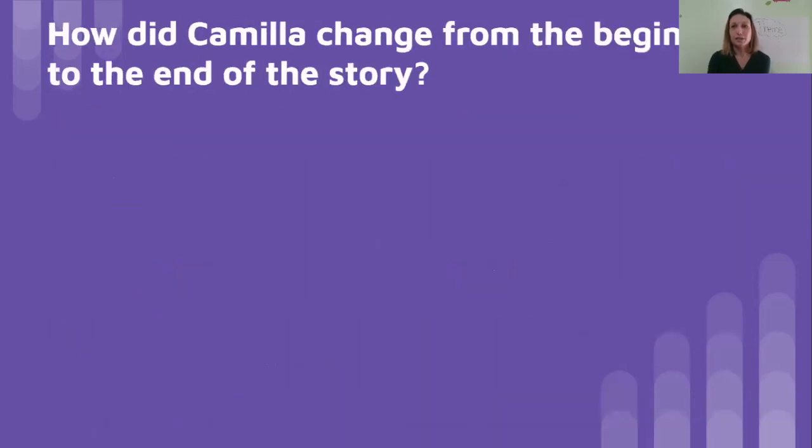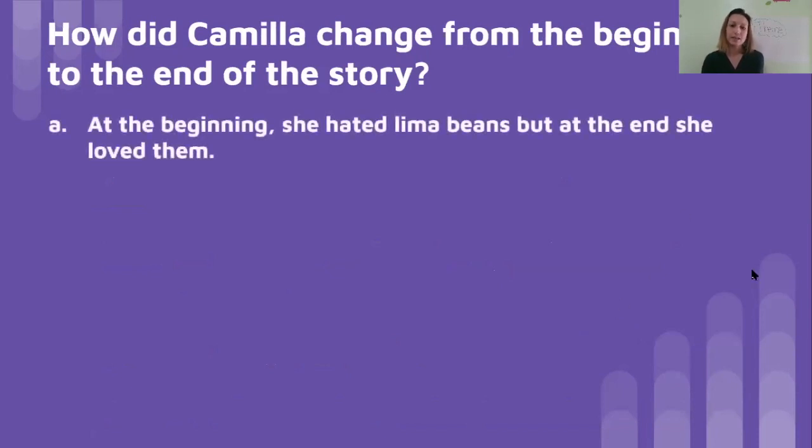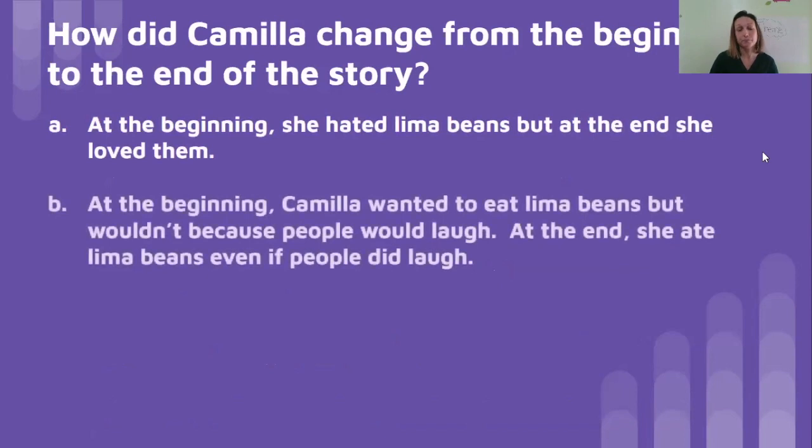So how did Camilla change from the beginning to the end of the story? Let's look at this. At the beginning, she hated Lima beans, but at the end, she loved them. Is that a good answer for how she changed from the beginning to the end? Did she hate Lima beans at all? She liked Lima beans the whole way through the story. She wouldn't eat them, but she liked them. B, at the beginning, Camilla wanted to eat Lima beans, but she wouldn't because people would laugh. At the end, she ate Lima beans, even if people did laugh. Does that show how she changed?